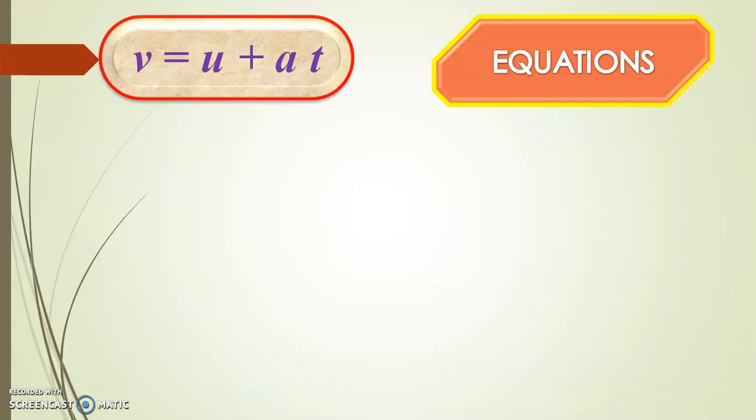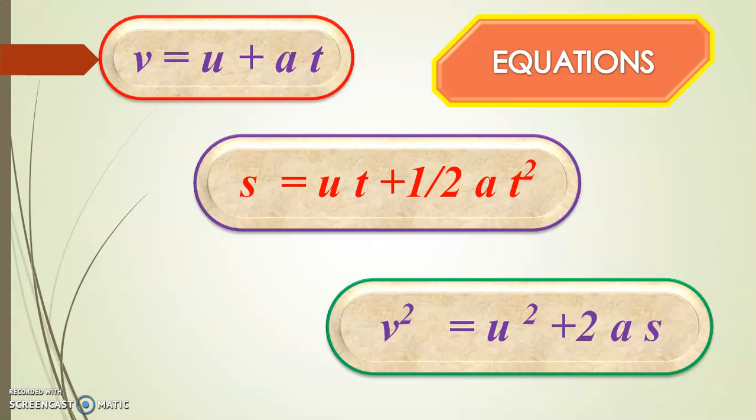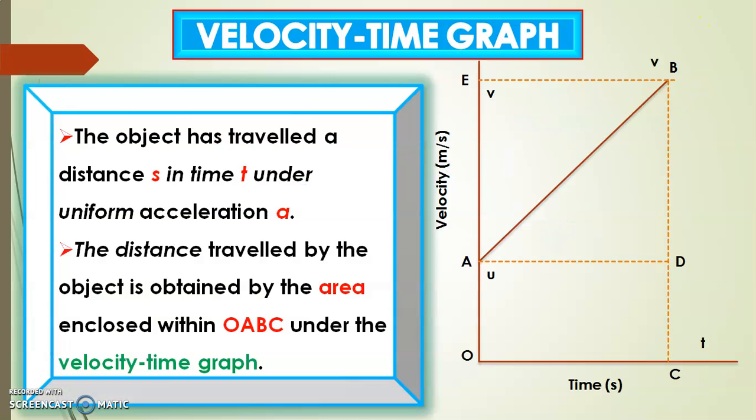The first is v is equal to u plus at. We had discussed it in our earlier video. Second is s is equal to ut plus half at square. And the third equation is v square is equal to u square plus 2as. First of all, we will discuss the second equation of motion, that is s is equal to ut plus half at square. In this equation, we will discuss the relation between the distance covered in a particular time for an object which is moving with uniform acceleration.